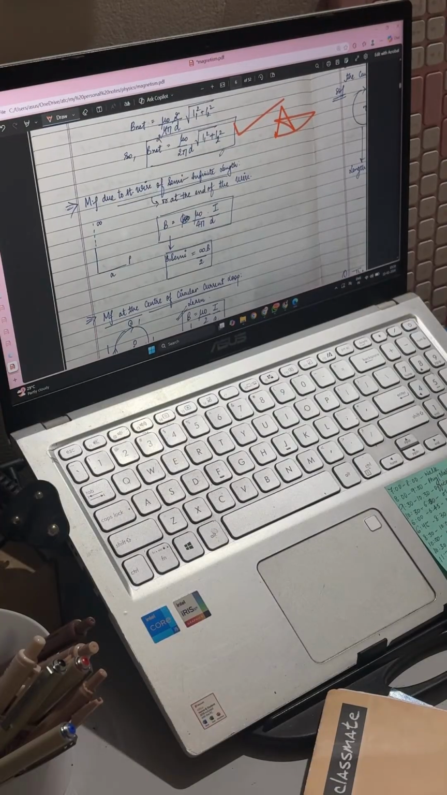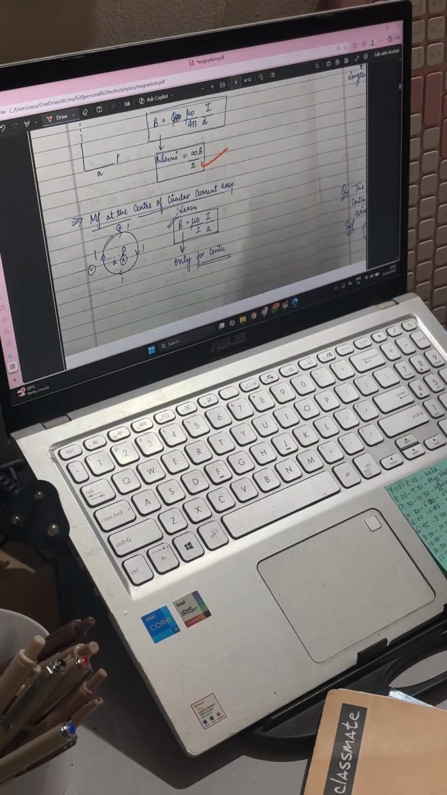So basically, here it will not become 2, it will be simple I upon A, or you can say that the finite one you divide by 2, so this will become this. Circular loop.